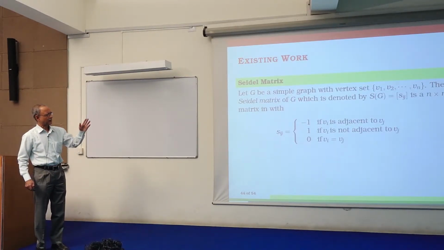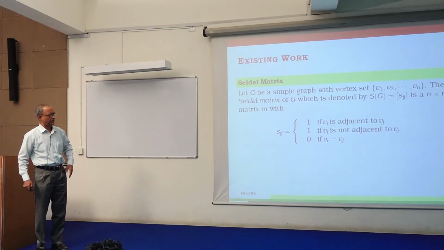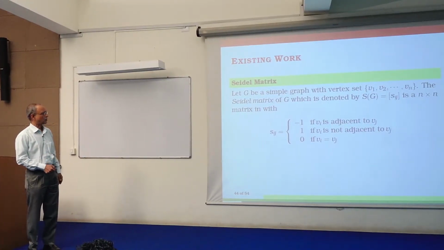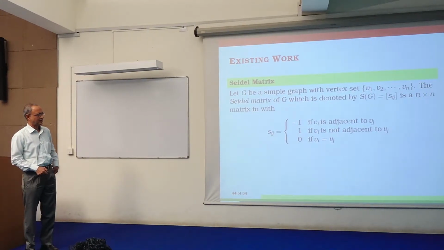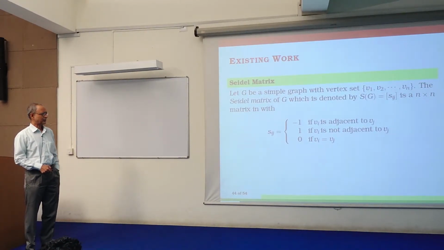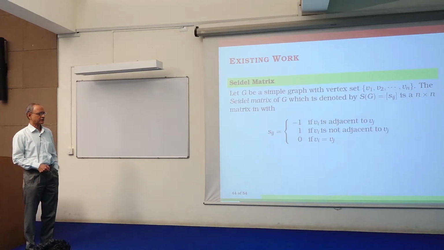This is the definition of the Seidel matrix of a graph, where the entries are minus 1 if Vi is adjacent to Vj, 1 if not adjacent, and otherwise, when Vi equals Vj, it is 0.